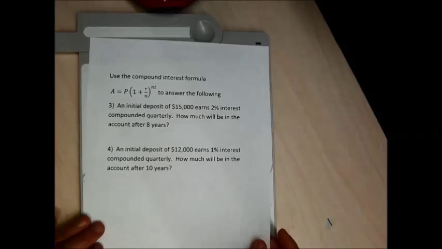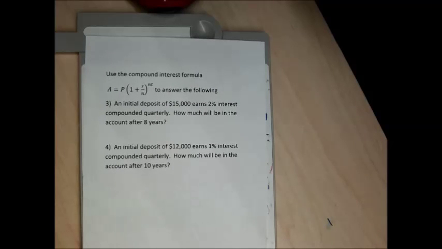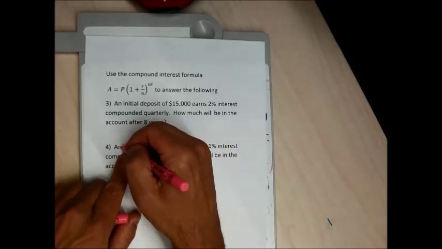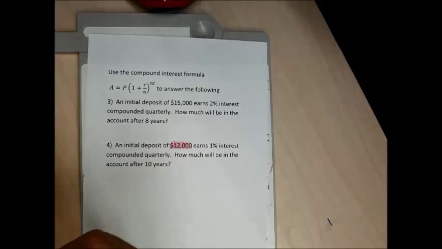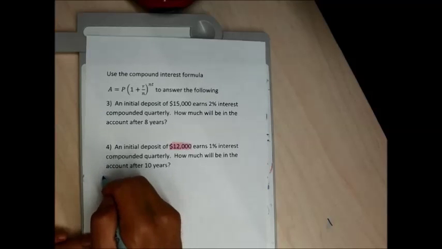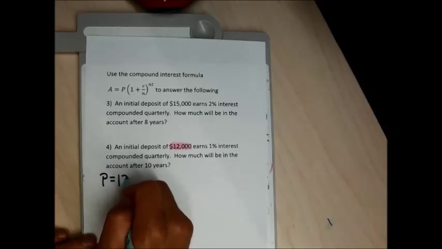3 and 4 are essentially the same problem with different numbers. I do that a lot with word problems. So as I read through the problem, an initial deposit of $12,000. So that $12,000, because it's a starting amount of money, and because P is a starting amount of money, I'm going to put into my formula 12,000 for P.